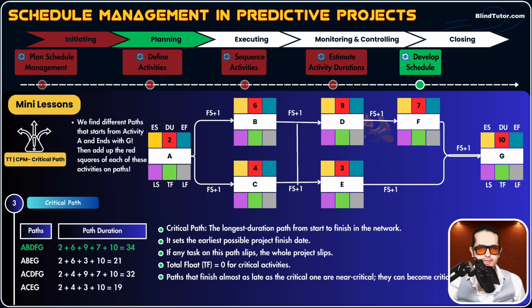Now let's have a mini question, okay? Because we've learned a lot so far. We still have forward pass and backward pass. These are two techniques that we use to find out ES, EF and LS, LF. Okay? Awesome. Let's get our mini question done.